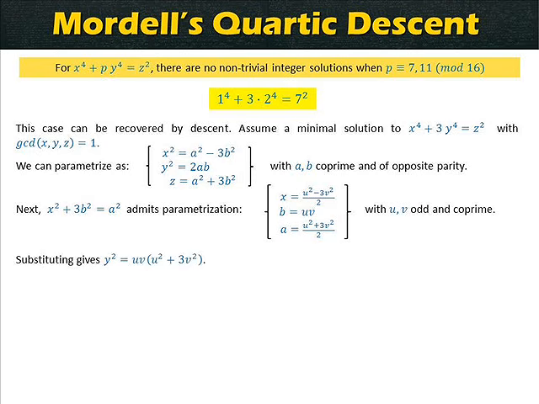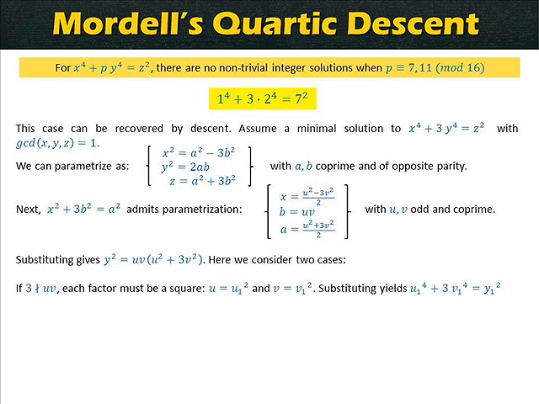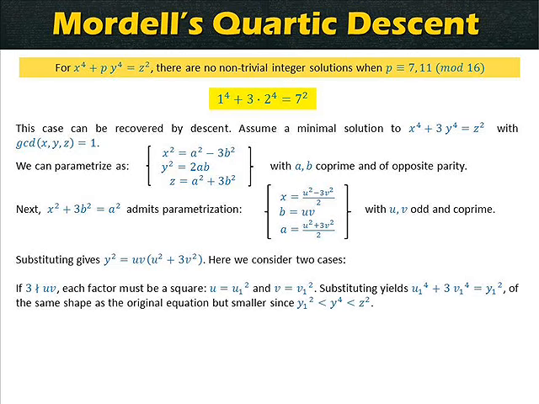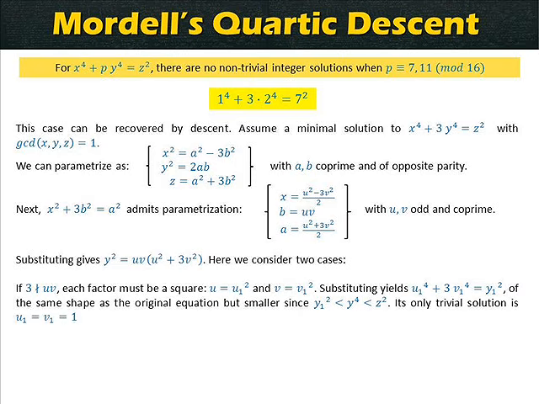Substituting gives y squared equals u times v times u squared plus 3 times v squared. So here we have to consider two cases. If 3 doesn't divide u times v, then each factor must be a square. Substituting yields u sub 1 raised to the fourth plus 3 times v sub 1 raised to the fourth equals y sub 1 squared, of the same shape as the original equation, but smaller since y sub 1 squared is smaller than y raised to the fourth, which is smaller than z squared. Its only trivial solution is u sub 1 equals v sub 1 equals 1 and y sub 1 equals 2.